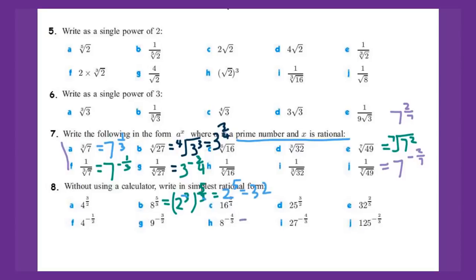For h, I can write down 2 to the 3rd power. Then I will do the negative 4 over 3rd. Then you reduce this 3, you will get the 2 to the negative 4th, means 1 over 16. For e, I can write down 2 to the 5th power, then times 2 over 5. Still reduce this 5, you will get the 2 squared, means 4.